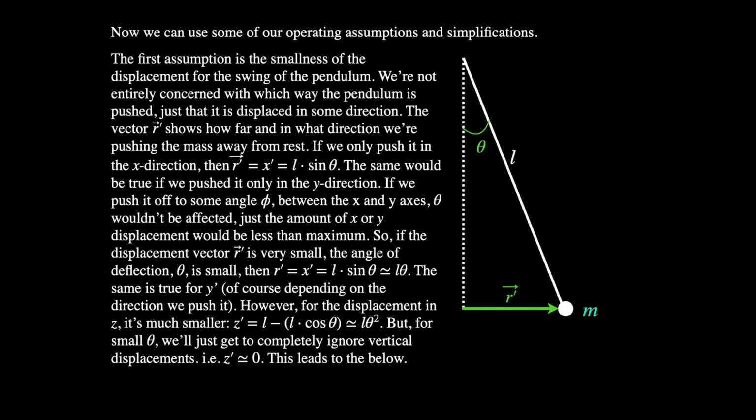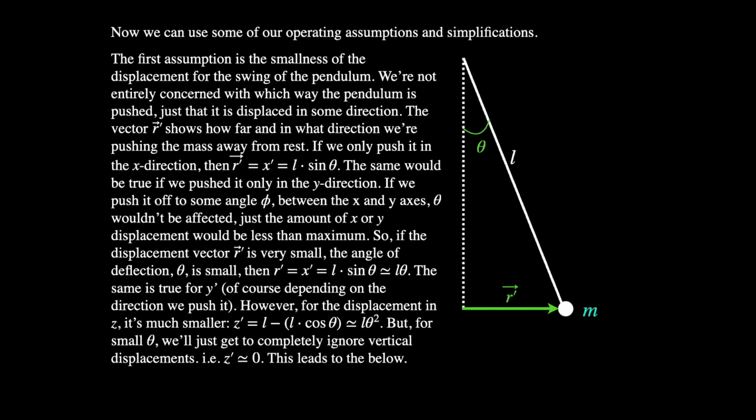The vector R shows how far away and in what direction we're pushing the mass away from its rest position. Okay, so we can push it in any direction we want, but if we push it in the x direction, then our vector r tick will be x tick, which will be the same as L sine theta. That would be true if we push it in the y direction. And if we push it off at some random angle, phi, between the x and y axis, then theta itself wouldn't be affected. It's just the amount of x or y in the direction that we have. That's what that effective theta is.